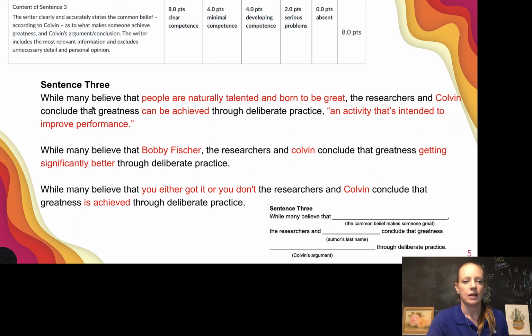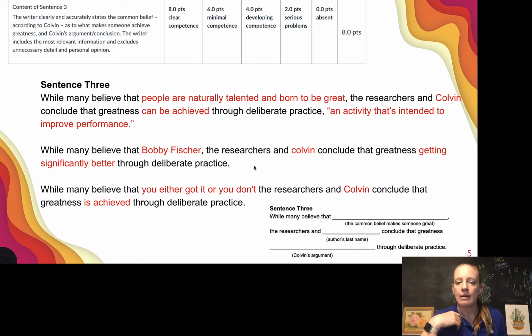So first, while many people believe that people are naturally talented and born to be great, that's a perfect summary of what Colvin says people believe about greatness. And then greatness can be achieved through deliberate practice. And then they even add on this extra thing about what deliberate practice is. So this is going to be an 8 or a 4 because it has everything and it even goes an extra step beyond. So let's look at the second one.